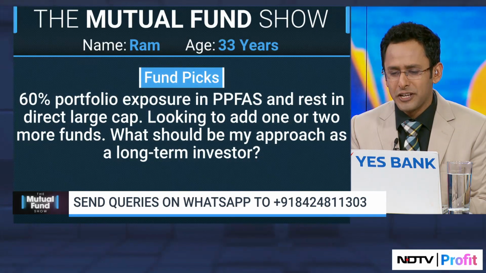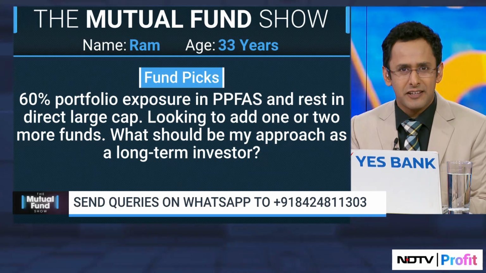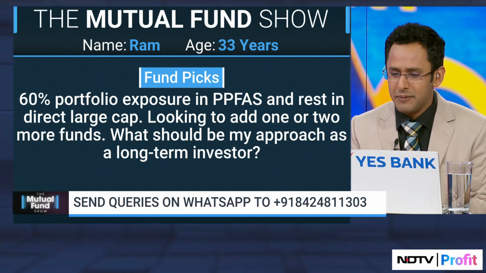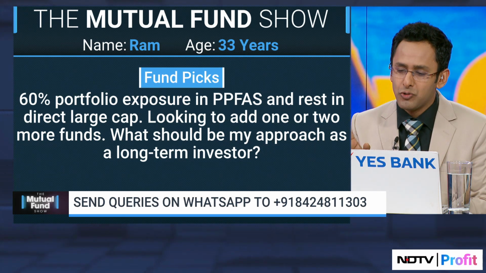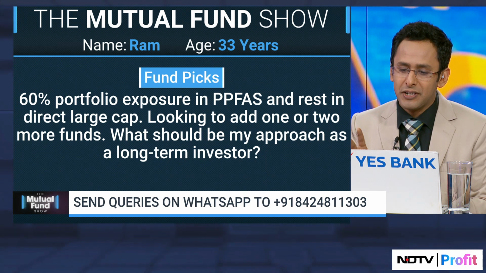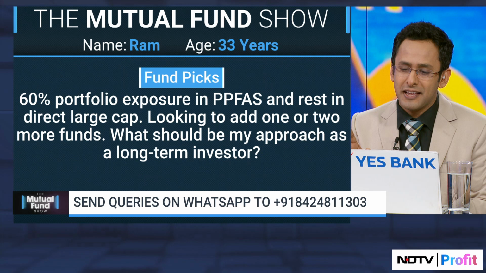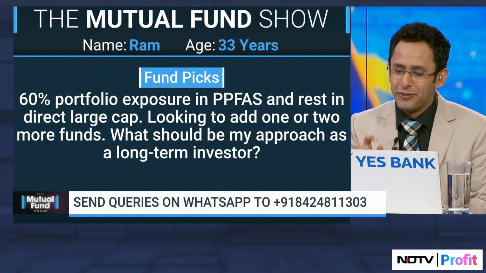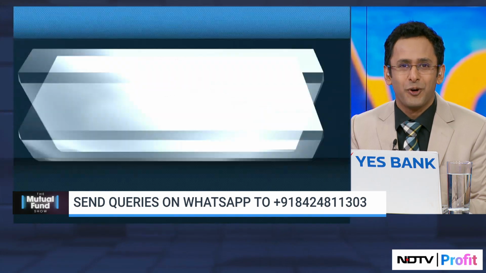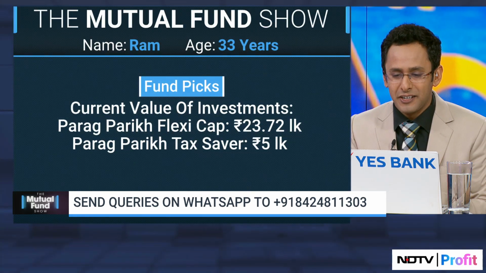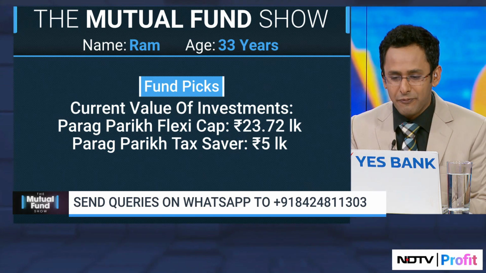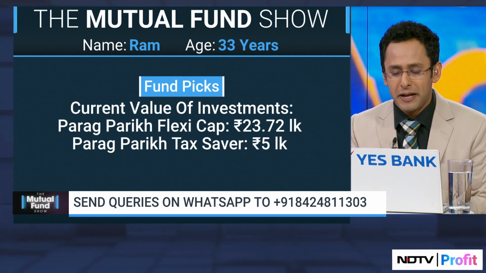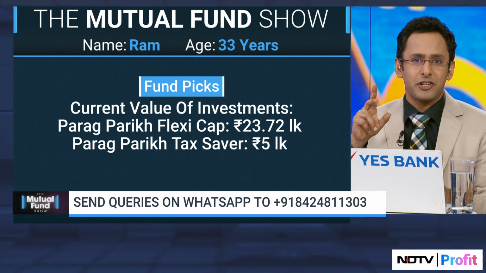Ram is 33 years old and he's got 60% portfolio exposure in PPFAS, that is, I would assume, the flexi cap scheme, and the rest in direct large cap. He would like to add one or two more mutual fund schemes, but even having 3 mutual fund schemes, he says, would be, in his opinion, over diversification. What should his approach be as a long-term investor? His current value of investments is 23.7 lakh rupees in Parag Parikh Flexi Cap Fund, as well as 5 lakh rupees in Parag Parikh Tax Saver Fund. I'm assuming the rest is in large cap equity.